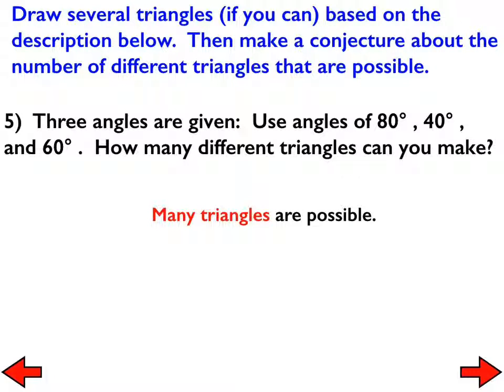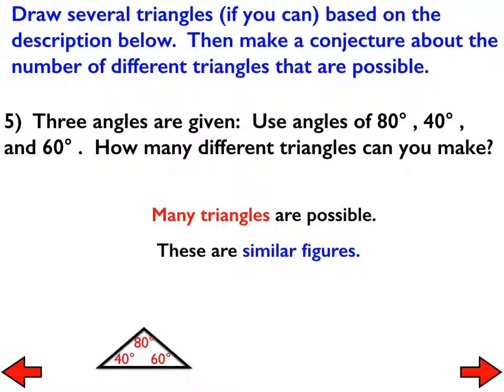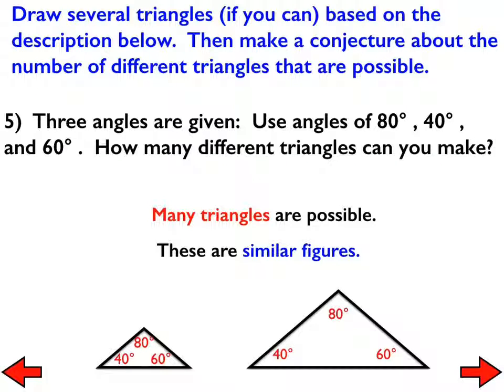Please write this on the first line. They are called similar triangles, similar figures. One is bigger than the other, but they are all 80, 40, 60. Could have been small, could have been big.